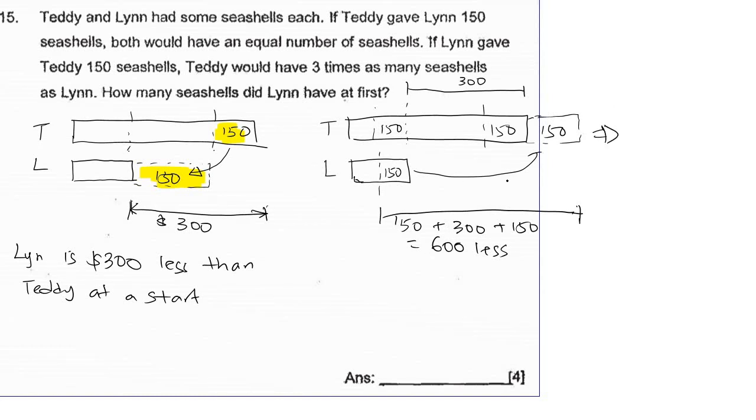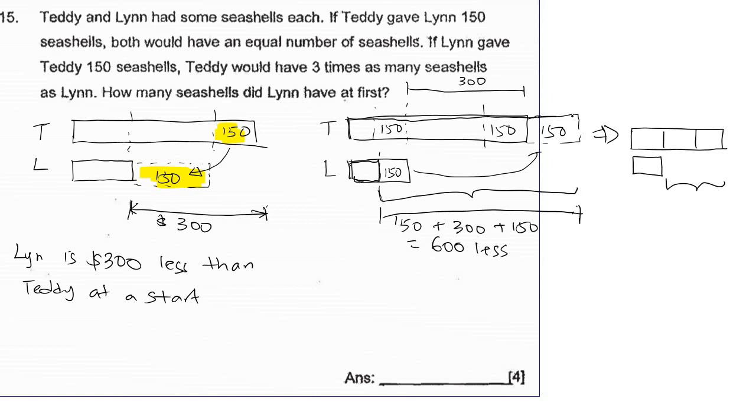But then after she gave, right, the model will become like that. Teddy will have 3 times that of Lynn. So what's the difference? This difference here is actually this difference here. Do you see it? Because after that it becomes like that, and then here is the whole bar here. So this difference here is actually equal to this difference, which is, that means 600 is equal to 2 units.